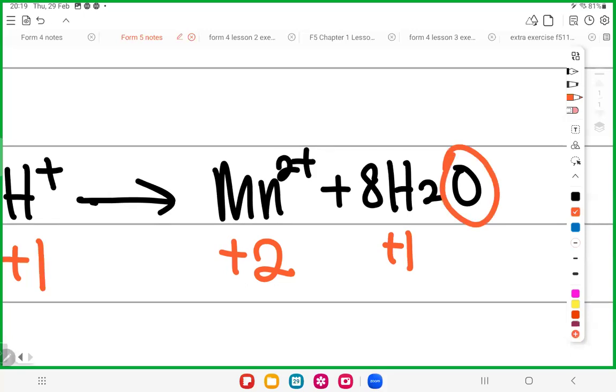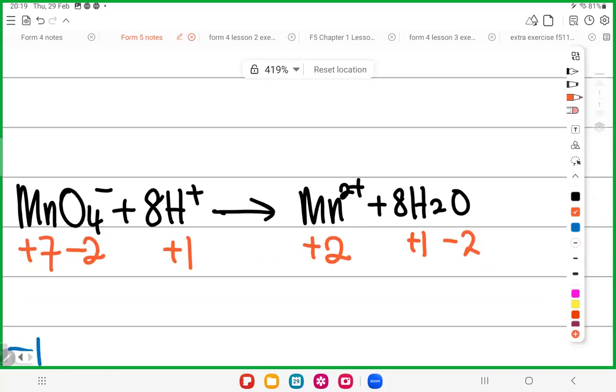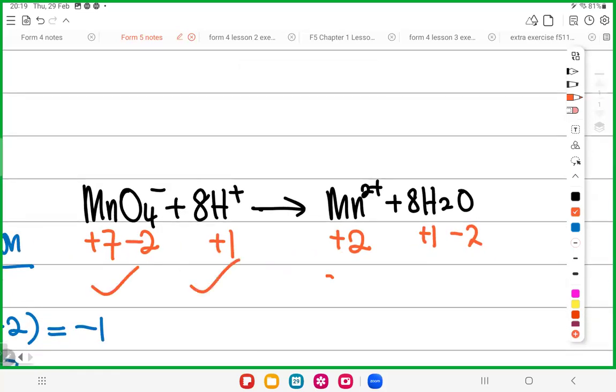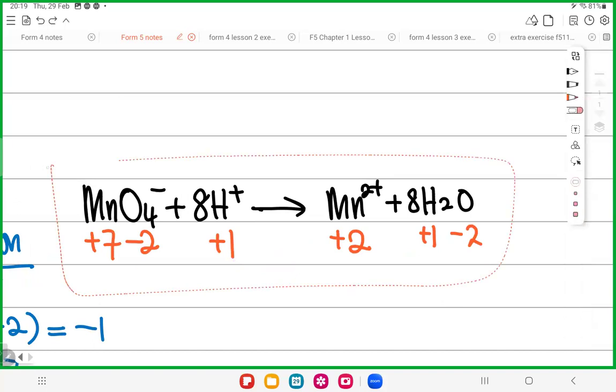What is the oxidation number for oxygen here? -2. Is that okay? That's it. So make sure everyone knows how to list out the oxidation number, and make sure you know when you should multiply and when you don't need to multiply. Okay? That's all. We are done.